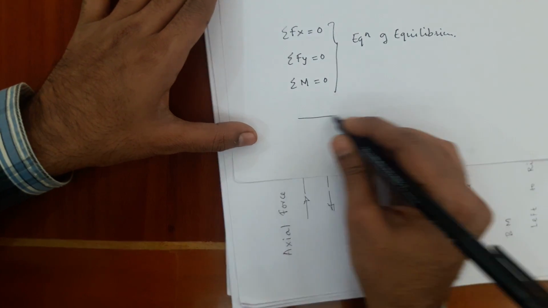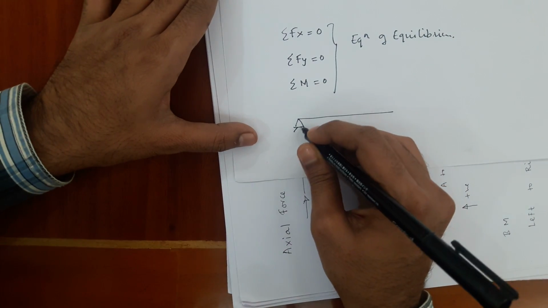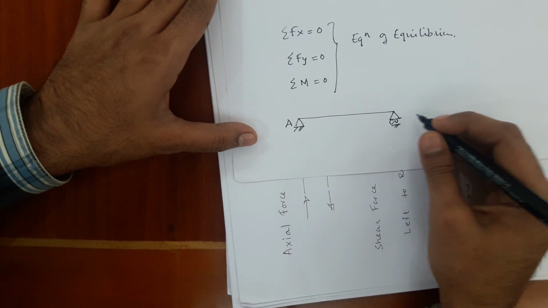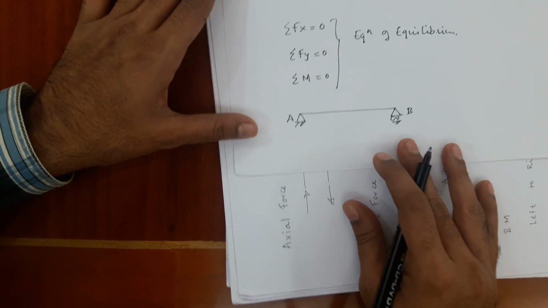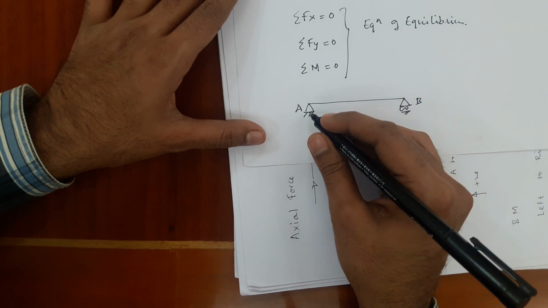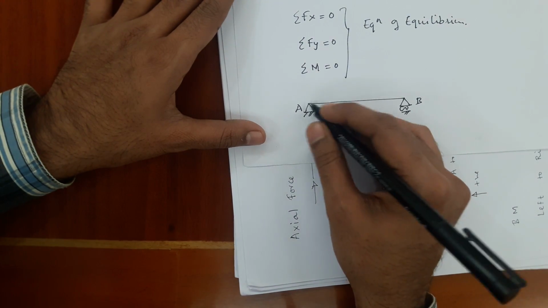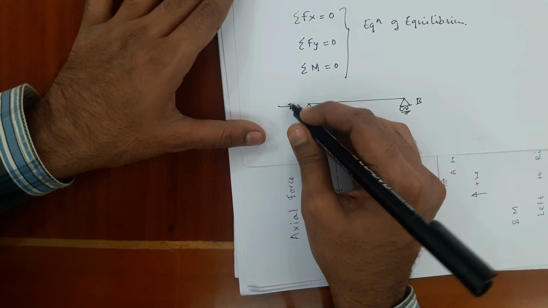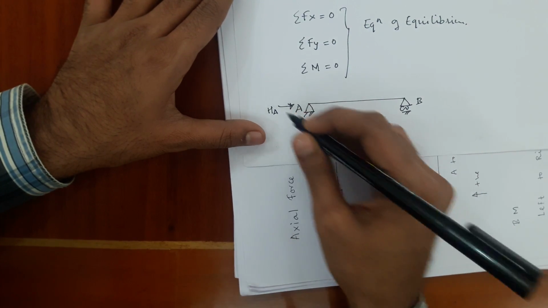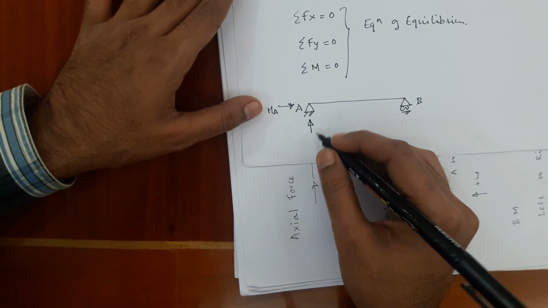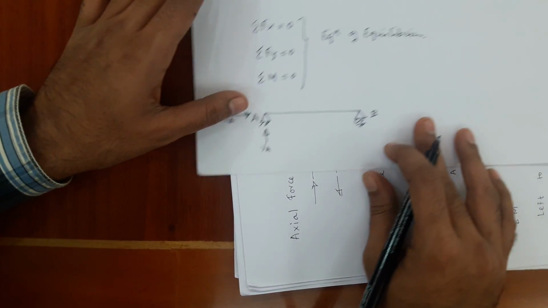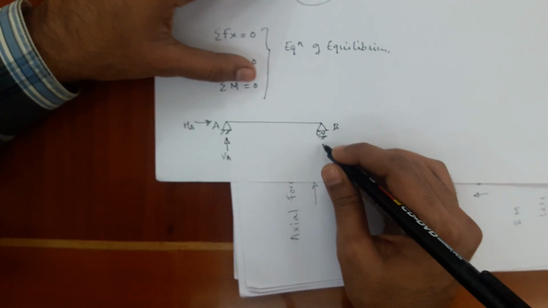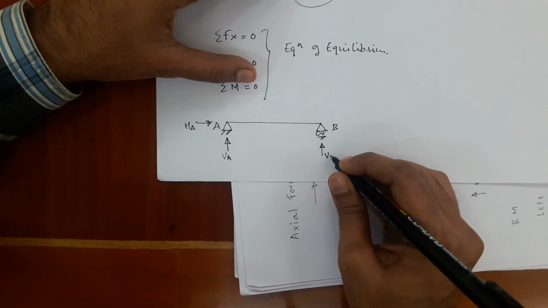I will just take a simply supported beam here. At A we have a hinge support, at B we have a roller support. So here, the reactions offered by the hinge support are vertical reaction and horizontal reaction. We know from the basics that a hinge support is offering two reactions, HA and VA. At the roller support, it is offering only one reaction, VB.